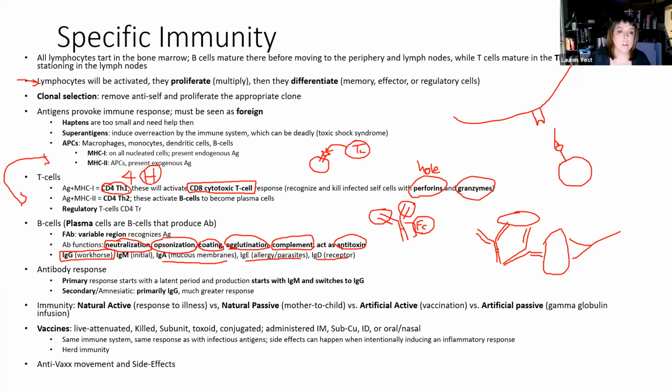So that's it for specific immunity. And I will see you guys next time for immune disorders, basically.